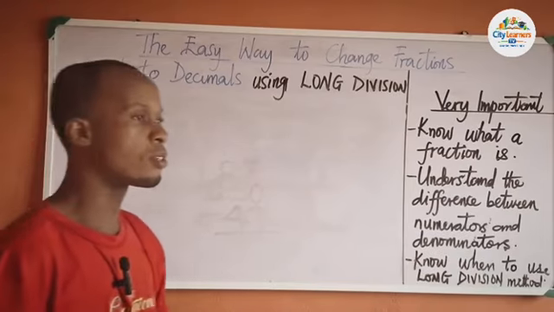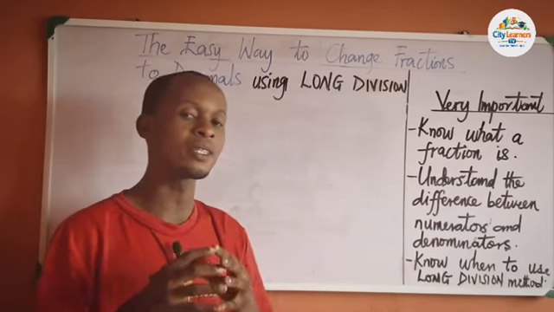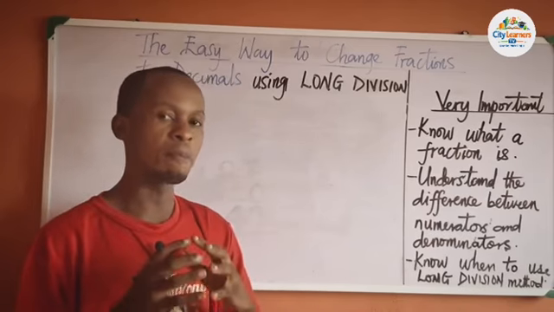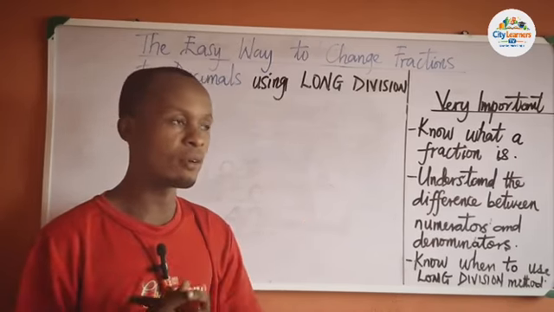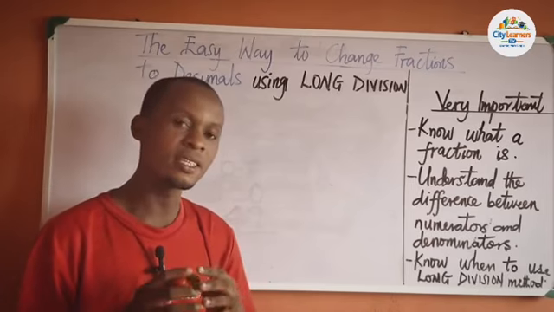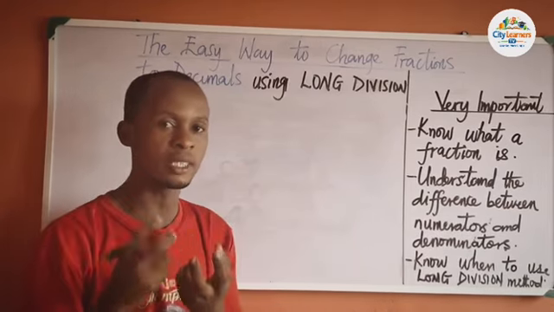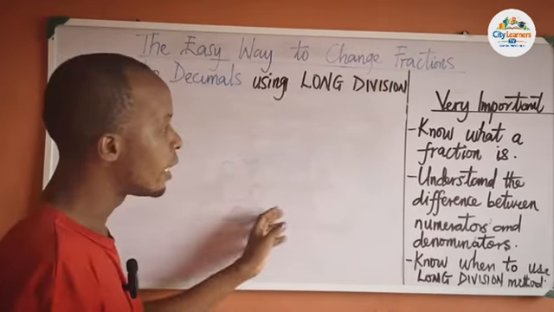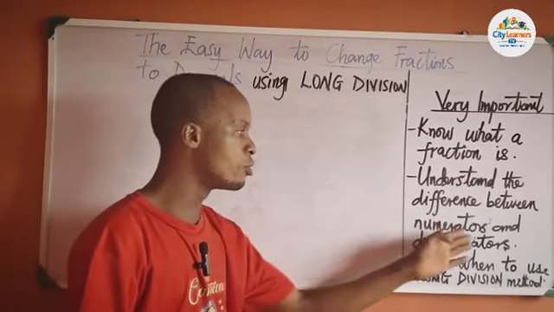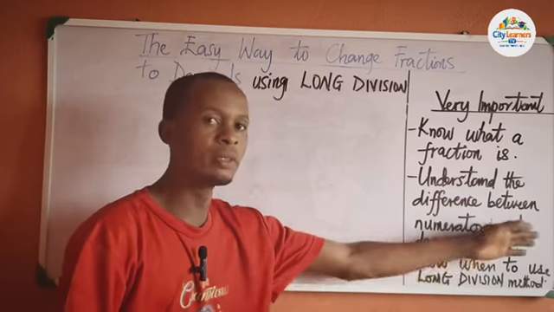Okay, what is a fraction? A fraction is a part of a whole thing. A part of a whole thing. I repeat, a fraction is a part of a whole number, a whole thing. Okay? And then, what do we mean by numerator and denominator?